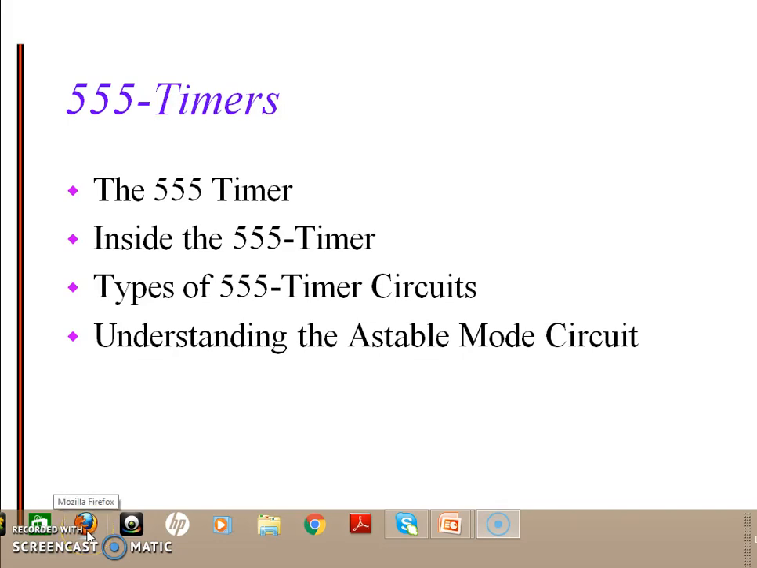Now we discuss the 555 timer. A timer is a circuit which produces time delays. In this lecture, we will see the 555 timer, what is inside a 555 timer, and different types of 555 timer circuits. Here we concentrate basically on the astable mode of operation of a timer circuit.